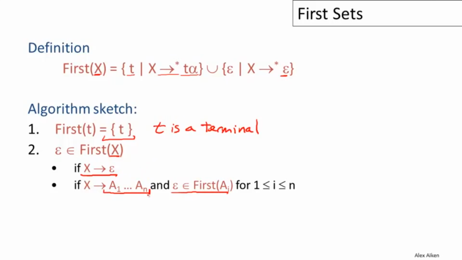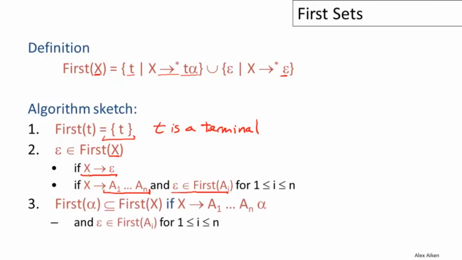Okay, it'll always produce at least that terminal. But if every non-terminal on the right-hand side can produce epsilon, meaning epsilon is in the first of all of those non-terminals, and there are no terminals on the right-hand side, then epsilon will be in the first of X.